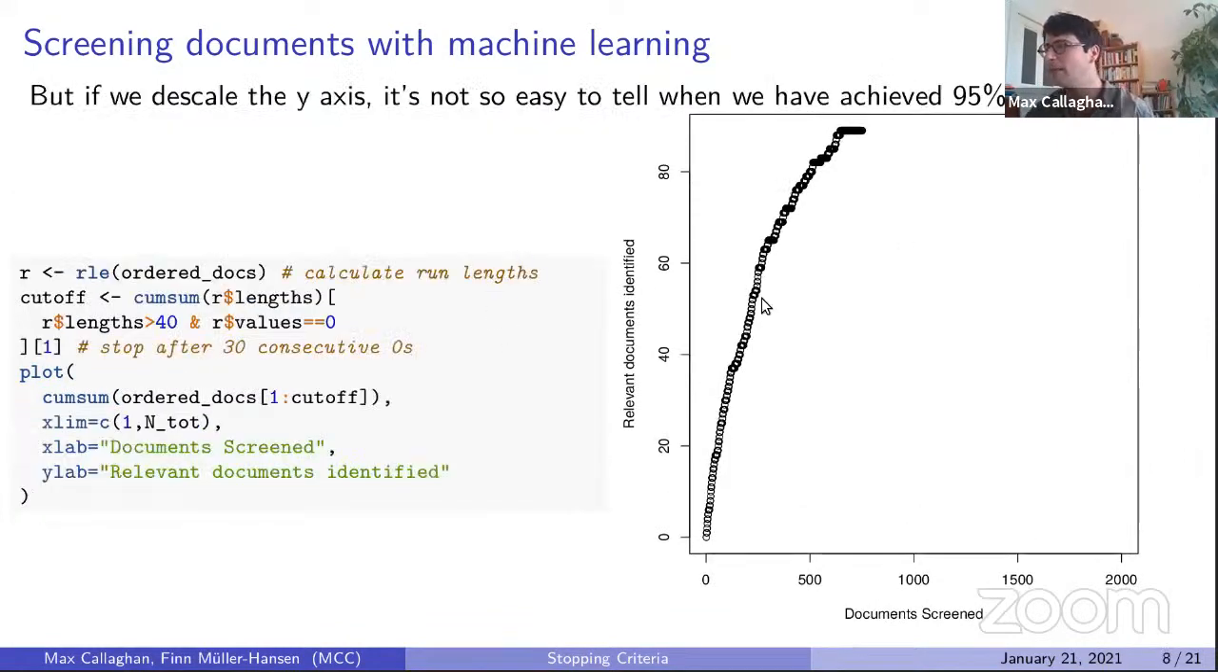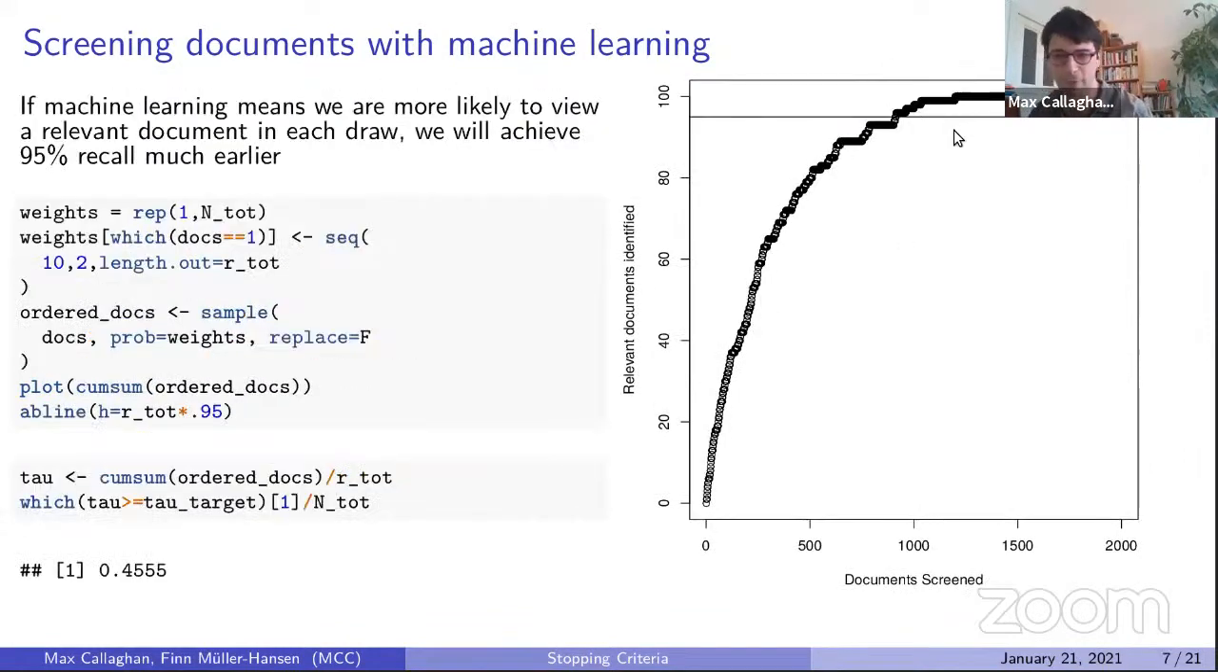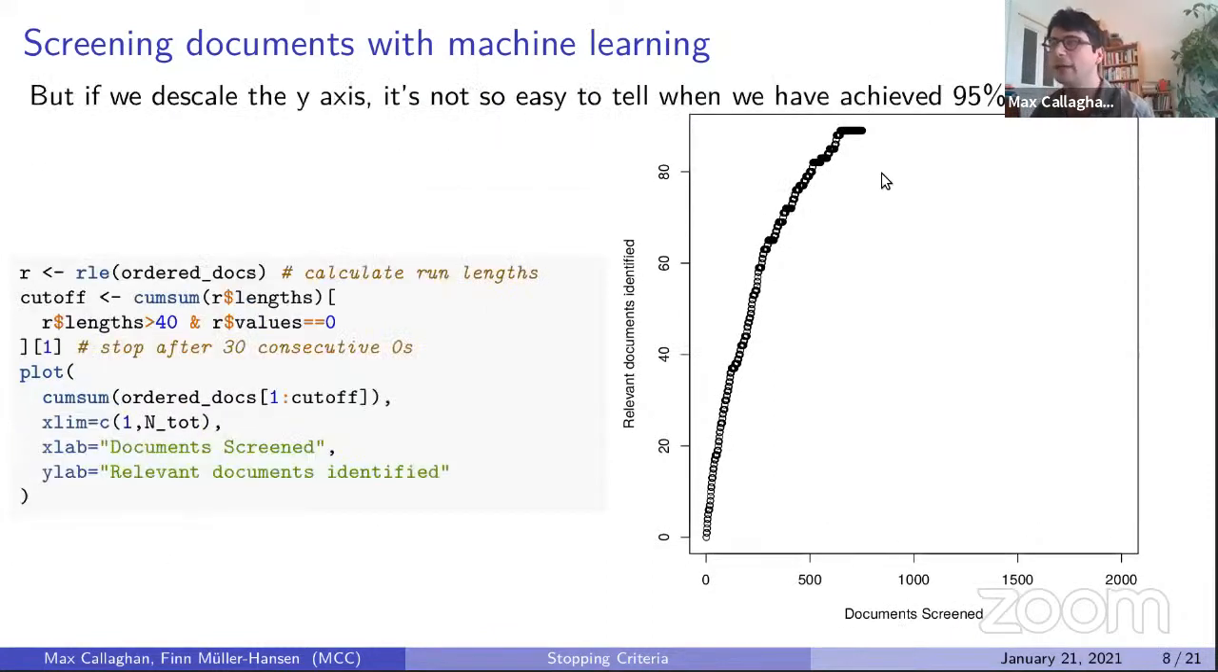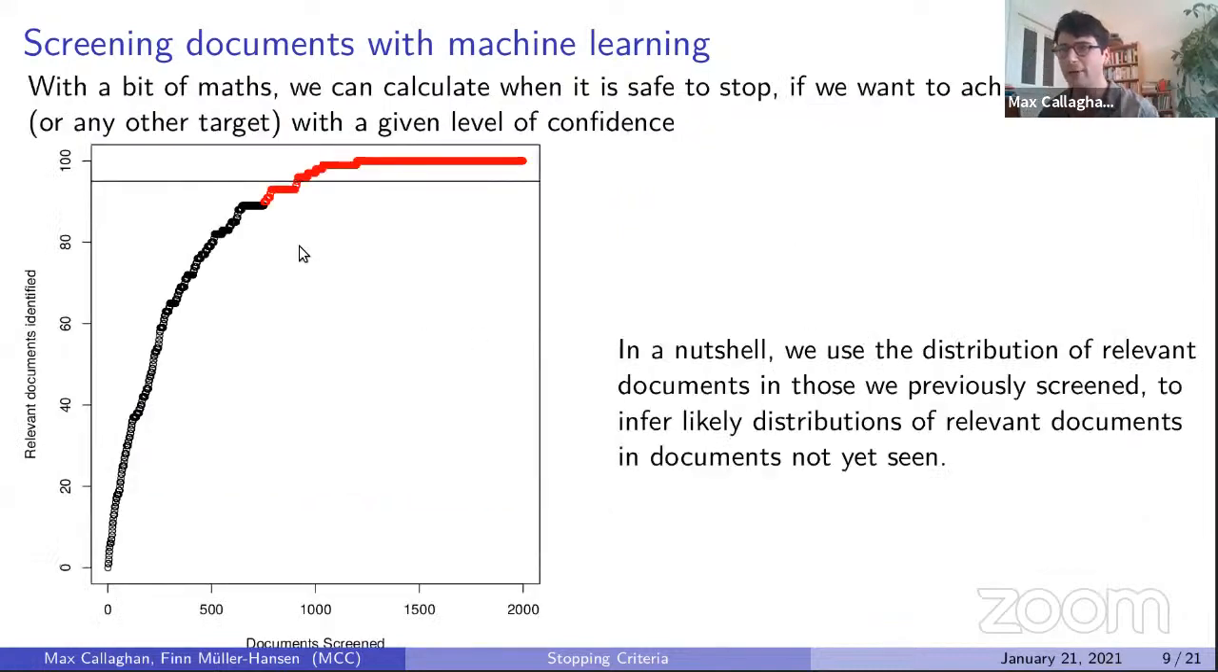However, it's easy to see when to stop if we have all the information. But if we don't know how many relevant documents there are, we can't actually scale the y-axis properly. And actually, we might think at this point, okay, we've seen several consecutive irrelevant documents, let's just stop. However, obviously, this is stopping too early. So we need to find a way to decide when it is actually safe to stop.